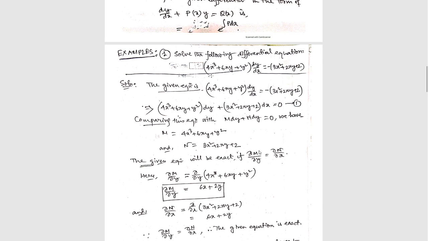So from here, ∂M/∂y, you need to prove that it is an exact differential equation if ∂M/∂y is equal to ∂N/∂x. So ∂M/∂y is equal to ∂/∂y of 4x³ + 6xy + y², that is 6x + 2y, and similarly ∂N/∂x is equal to ∂/∂x of 3x² + 2xy + 2, that is 6x + 2y. So ∂M/∂y is equal to ∂N/∂x.